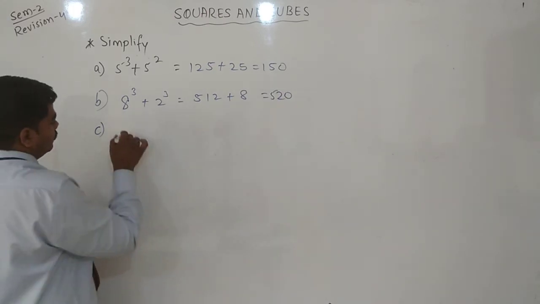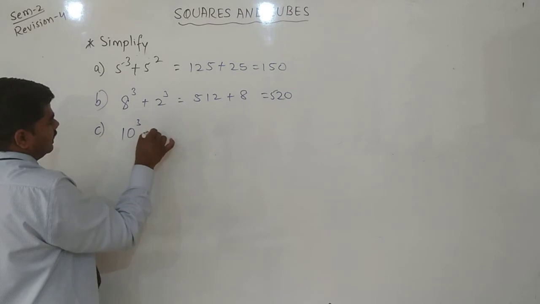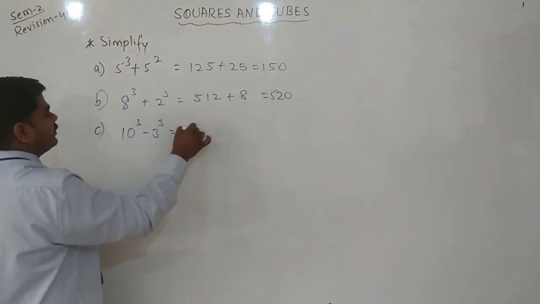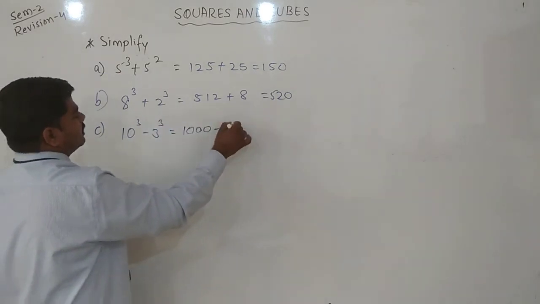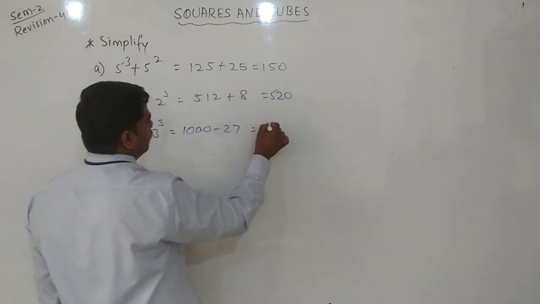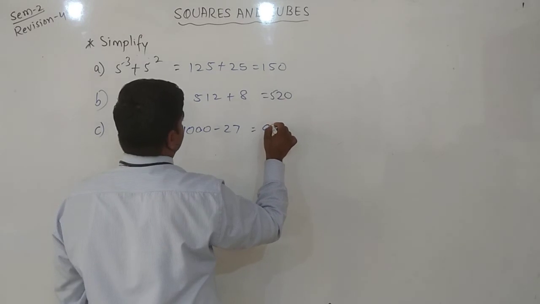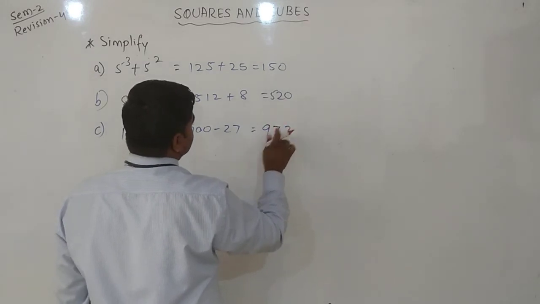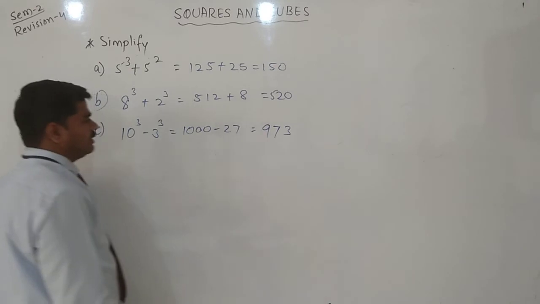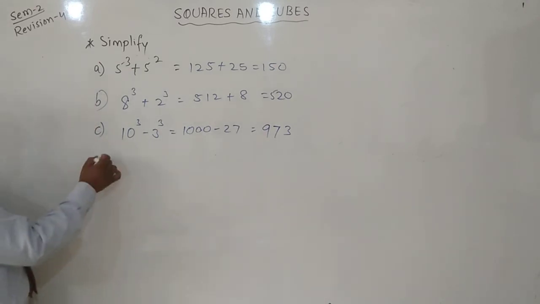Subtraction also. 10 cube minus 3 cube. 10 cube is 1000, minus 3 cube is 27. Yes, this is 973. We can write.